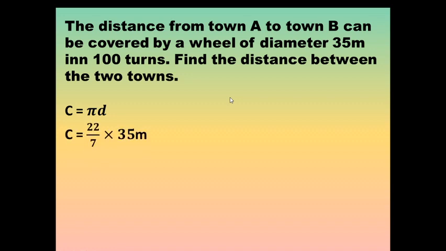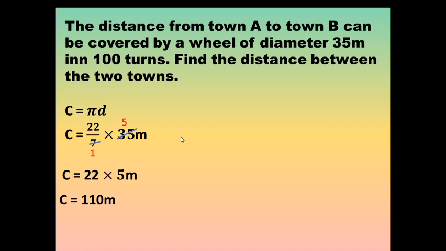Substitute: our pi is 22 out of 7 times the diameter, which is 35 meters. What do we get from there? We divide this one by 7, we are going to get 1. Then 35 divided by 7, we shall get our 5. So our circumference will be 22 multiplied by 5 meters, giving us a total of 110 meters. Every time they have given you the diameter, you should know that that's not the distance round. You must know the circumference to find either the distance or the number of turns.